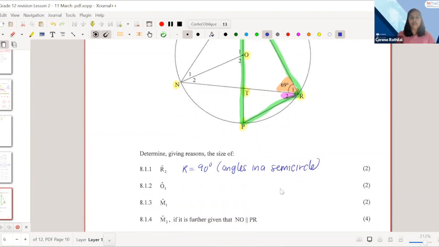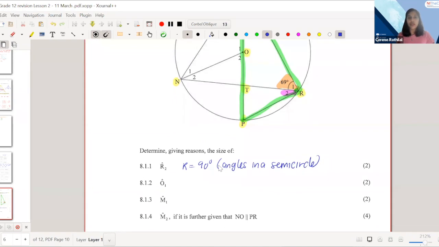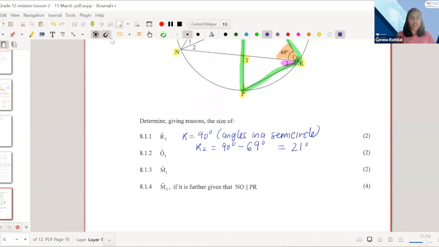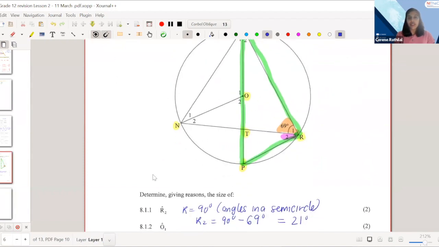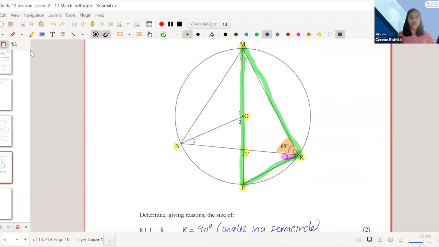And then we would then compute R2. So R2 equals 90 degrees minus 69 degrees, and that simply equals 21 degrees. I hope everybody's followed that. Okay, so that's the first bit. Let me just add a page. Right, let's answer the next question.